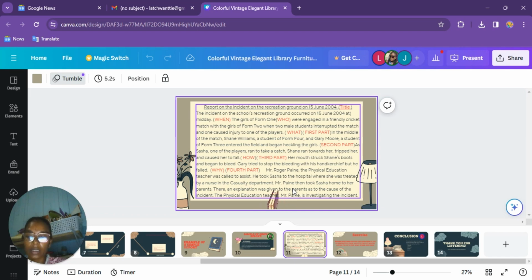that is simply how you structure your report writing. You use the 5 Ws. Also, you put it in chronological order. What happened first, what happened second, what happened third, and you could also end your report writing by giving a recommendation. Thank you.